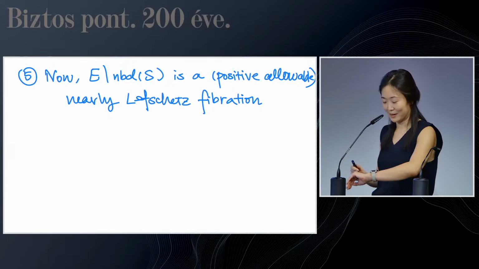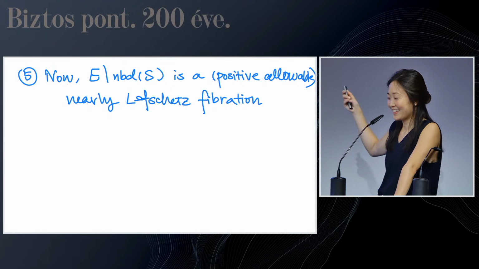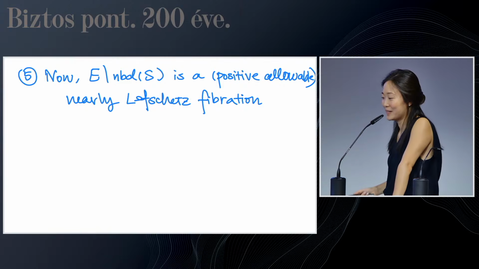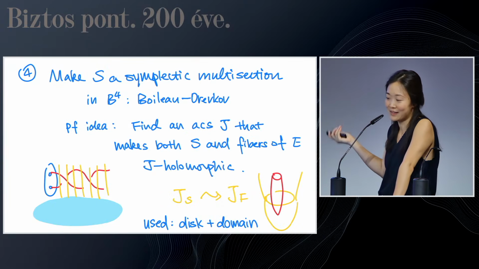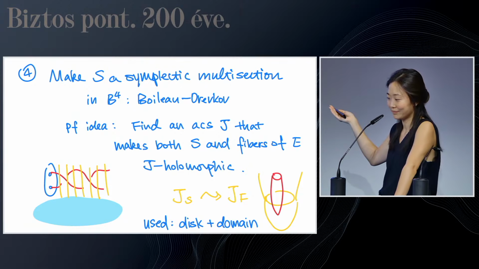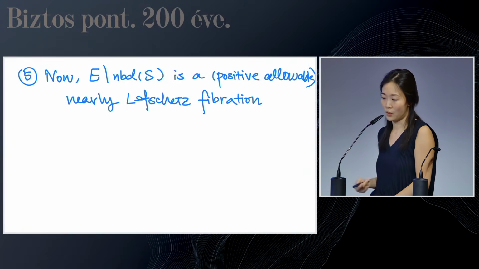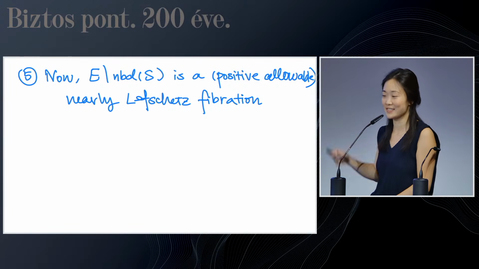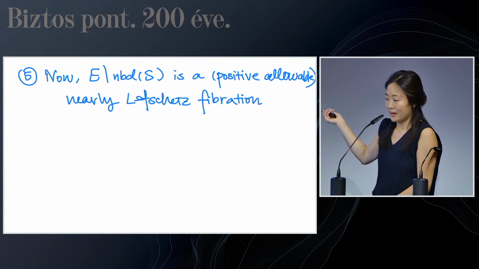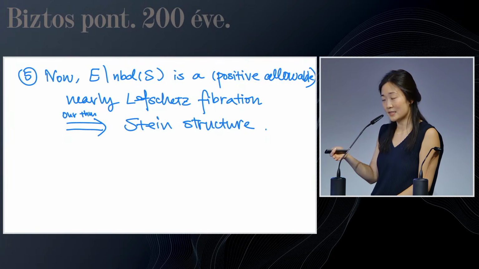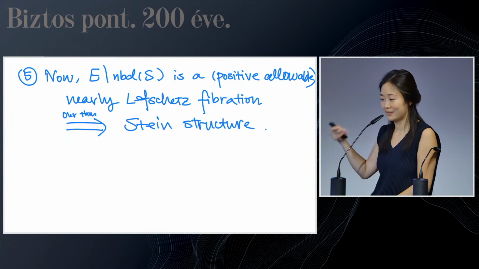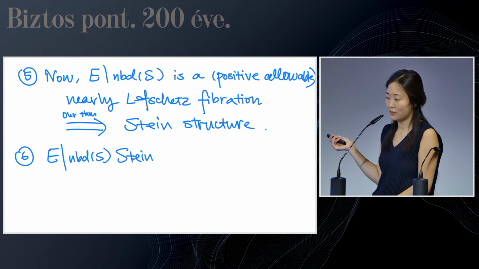Okay, I'm going to end very early. In the end, what did the previous step tell us? So S is a symplectic multisection in the Weinstein domain. So the complement of it is what we call the nearby Lefschetz perturbation. And by our theorem before, stating that these objects are supported by a canonical Stein structure, but we just needed one for this proof, we know these complements are supported by Stein structures.